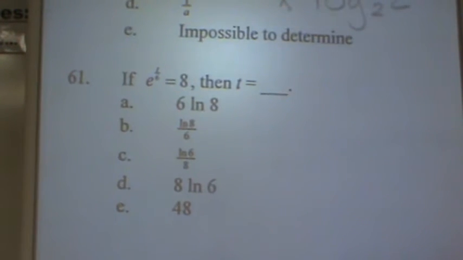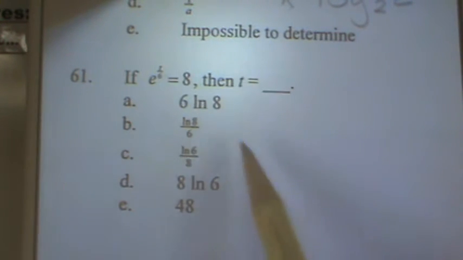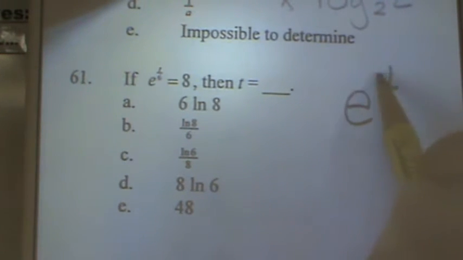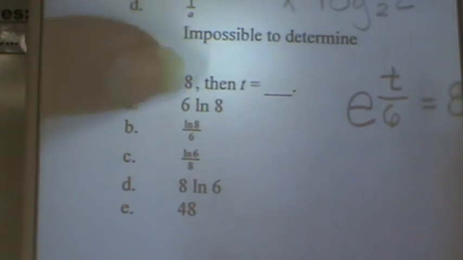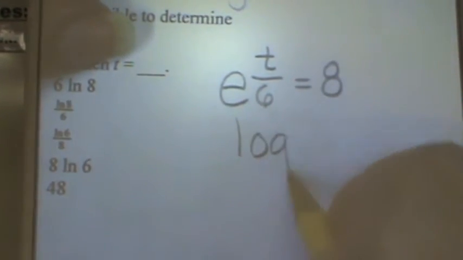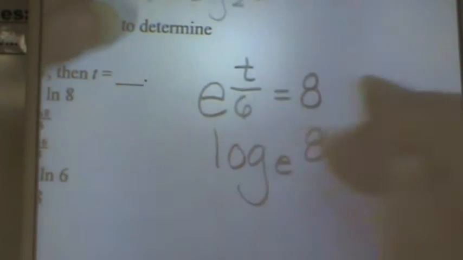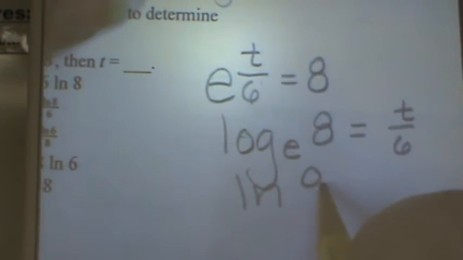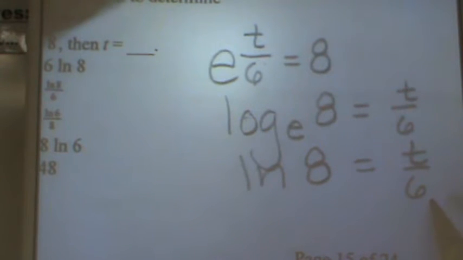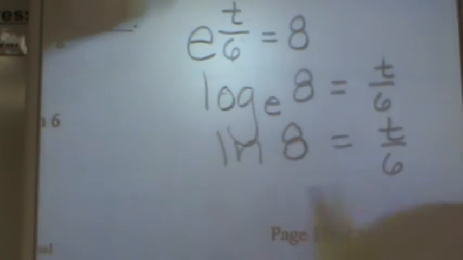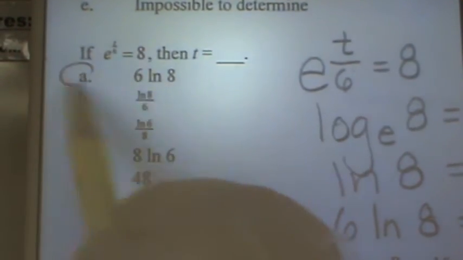The next one, 61. This is asking you to solve for this variable, which is very hard to see. I believe it's a t. It says e to the t over 6 is equal to 8. So you'd want to write this in log form. Log of 8 base e is equal to t over 6. This is really ln 8 is equal to t over 6. So if you were to figure out what t is, you'd be multiplying 6 times ln 8 is t, which is A.